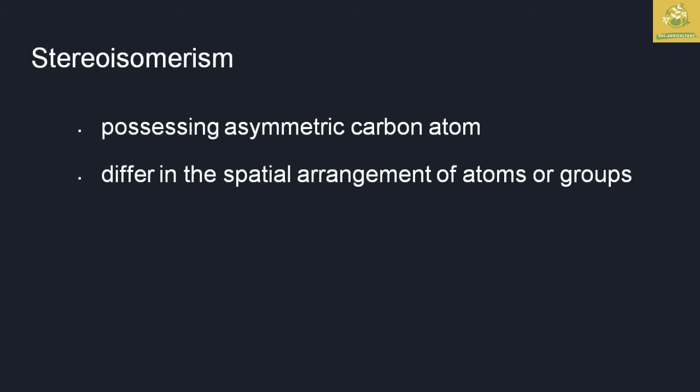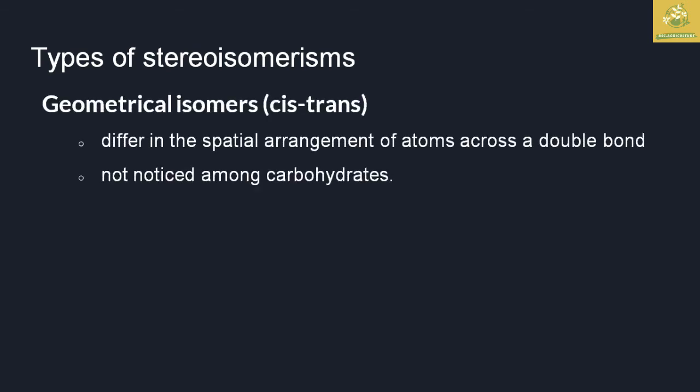Stereoisomerism is where molecules of monomeric atoms or groups possess an asymmetrical carbon atom which differs in the spatial arrangement of atoms or groups. Looking at the different types of stereoisomerism, the first one is geometric isomerism, which is cis-trans, where there is a different spatial arrangement of atoms across a double bond, which is mostly not noticed among carbohydrates.